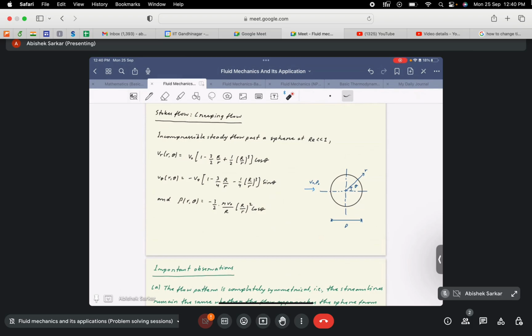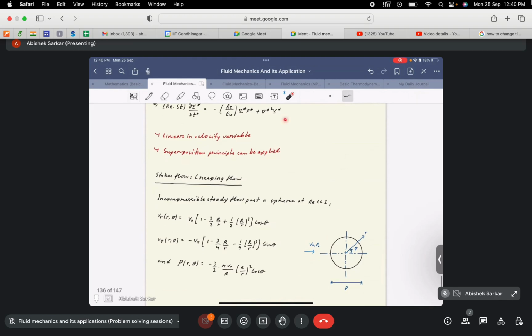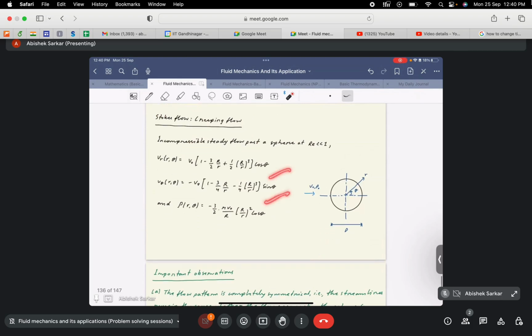Okay, there's not much to explain here. They've just given a solution: if you solve this equation for flow past a sphere, given that the Reynolds number is much less than 1, this is the velocity profile and this is the pressure profile. This is the pressure. Okay, this is how the pressure would be. So that's what they're representing here.